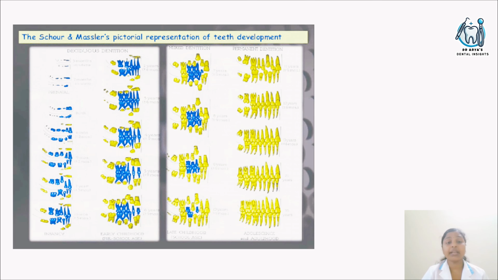And this is Shore and Massler's pictorial representation of teeth development, used for scientific dental age estimation. It describes 20 chronological stages of tooth development starting from 5 months intrauterine life until 21 years of age. This chart is based on histological sections and permits direct comparison with radiographs.